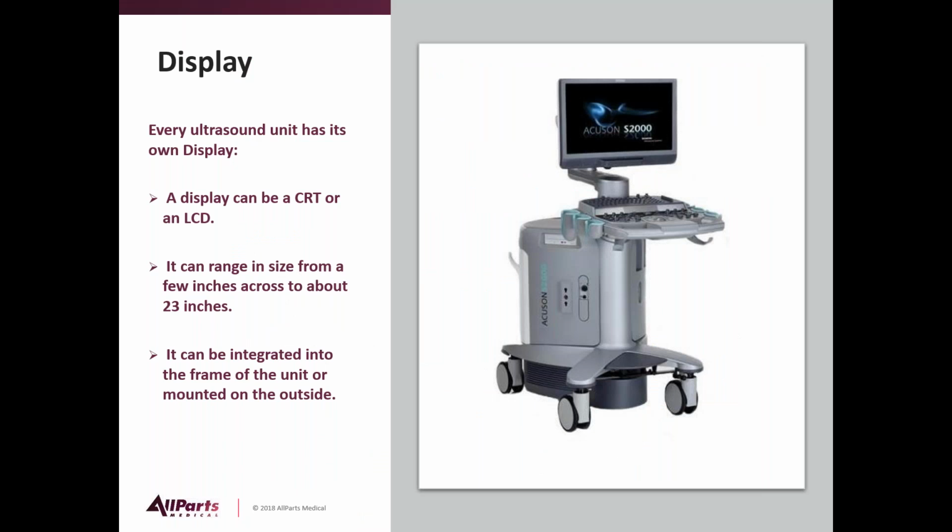Last but definitely not least, every ultrasound unit has its own display. Your display can be a CRT or an LCD. It can range in size from a few inches across to about 23 inches across. It can be integrated into the frame of the unit, or it can be mounted on the outside, like the one that you see to the right that is mounted on an articulating arm.